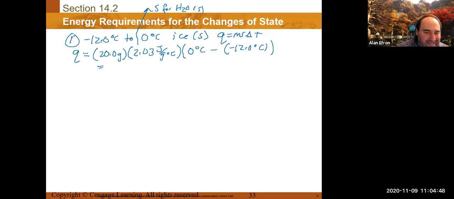And when that's all said and done here, we are going to end up with 20 times 2.03 times 12 on that. Gives us something like 487.2 joules. It is positive because it's endothermic, right? We're taking something from ice at a lower temperature to ice at a higher temperature, so it's gaining temperature, so it would be endothermic. Any questions on that so far?